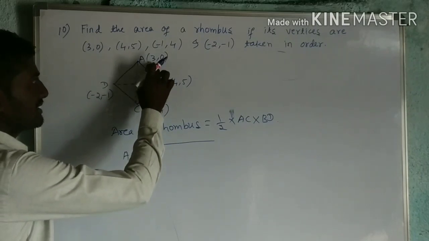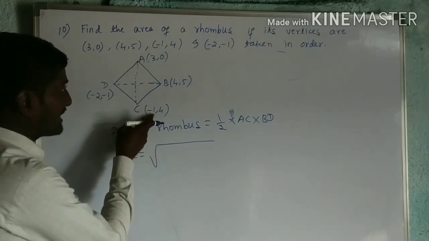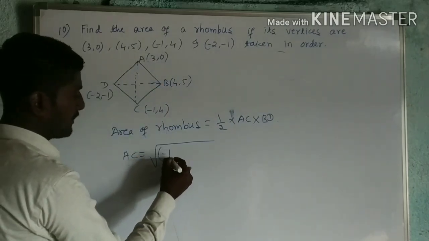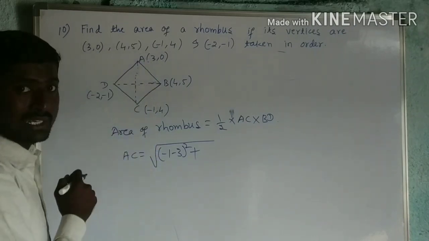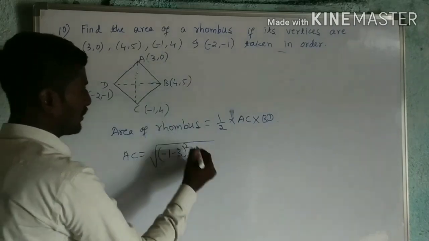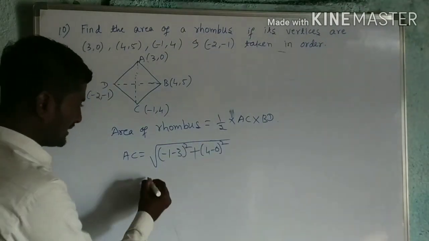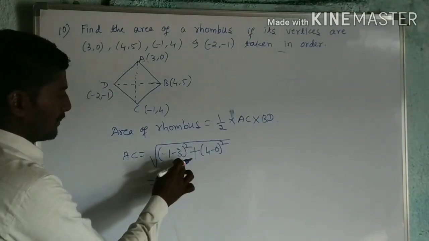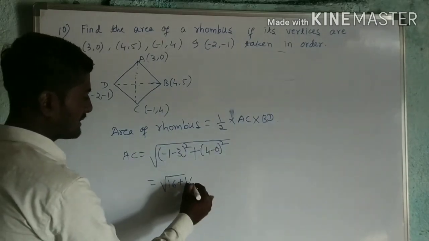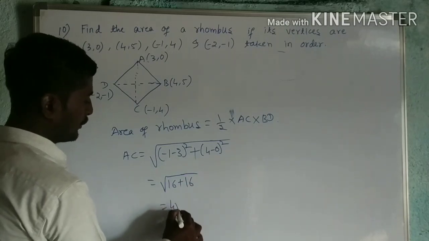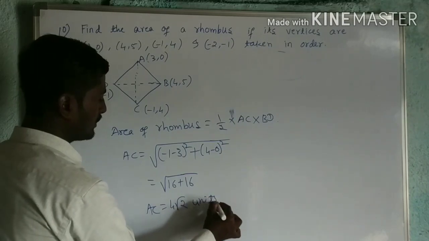Now AC. This I'll take as (x1, y1), this is (x2, y2). Directly I'll substitute: (-1 minus 3) whole square plus (y2 minus y1) whole square, that is (4 minus 0) whole square. Now this is equal to under root of (-4) square, that is 16, plus 4 square, that is 16. So how much are you getting? That is 4 root 2 units. AC is 4 root 2 units.